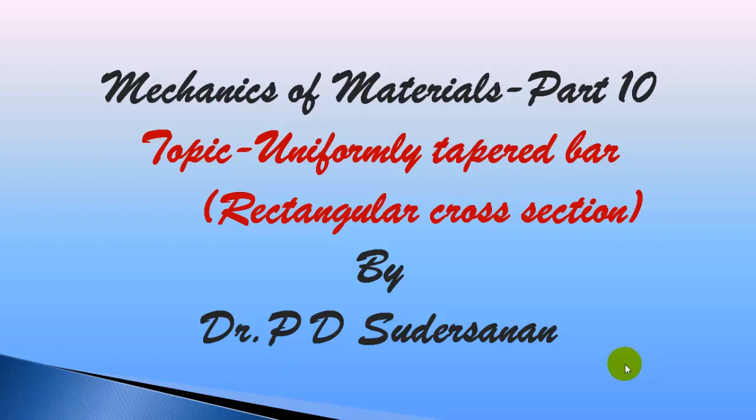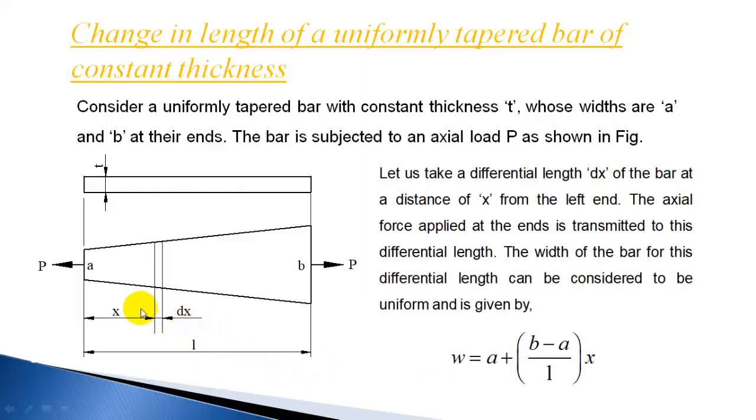In this class, I'll derive an expression for the deformation of a uniformly tapered bar of rectangular cross section. Consider a bar of rectangular cross section with constant thickness T. Thickness is T and its width varies from A to B in a length L.